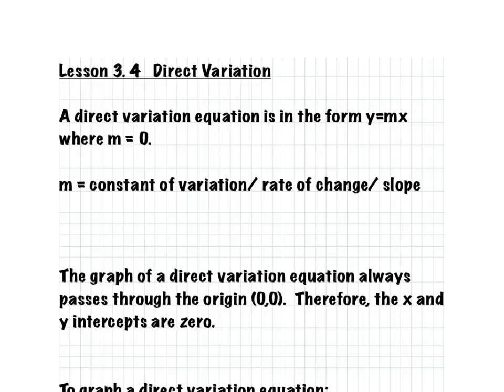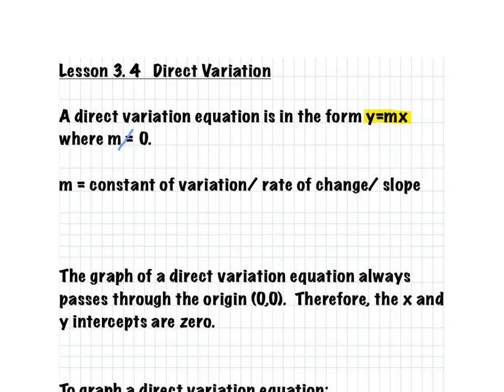Lesson 3.4, Direct Variation. A direct variation equation is in this form: y equals m times x, where m does not equal 0. So a direct variation equation is always in this form: y equals m times x, where m does not equal 0.